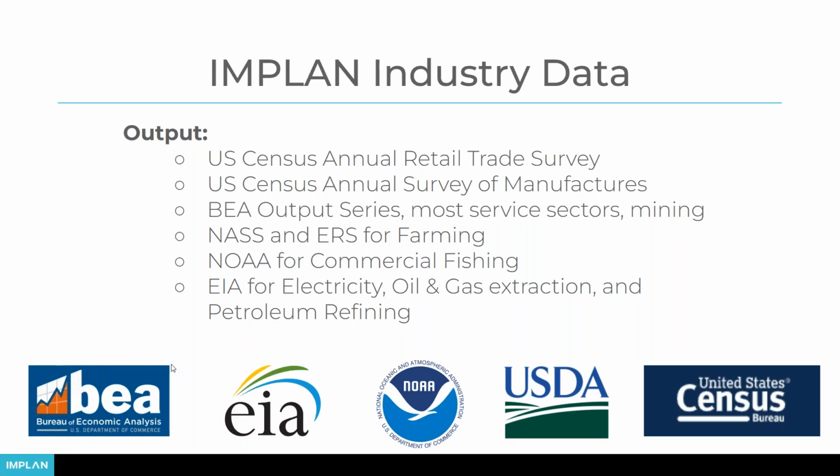For most of the service sectors, and actually the mining sector, we use the output series from the BEA. For farming, we use the NASS, which is the National Agricultural Statistics Service, and the ERS, which is the Economic Research Service. And for fishing, we use NOAA, which is the National Oceanic and Atmospheric Administration. And then last but not least, we use the EIA for all the electricity, oil and gas extraction, and petroleum refining, which is what we are talking about today.